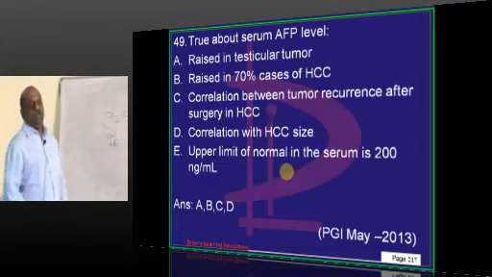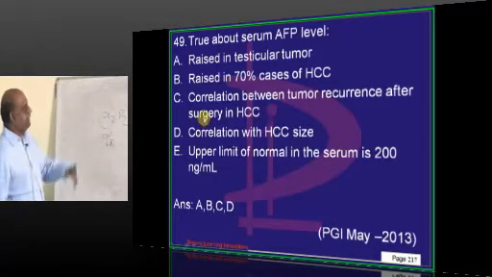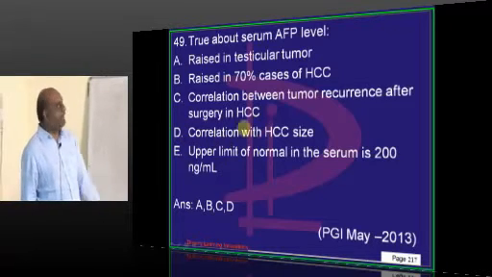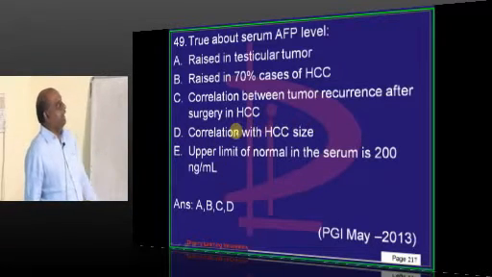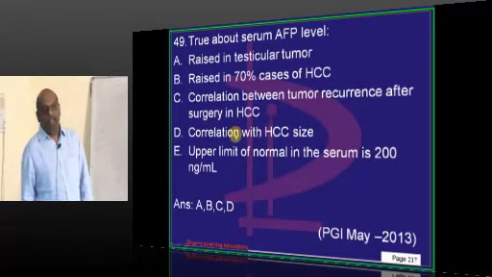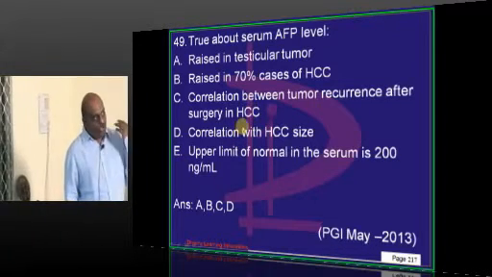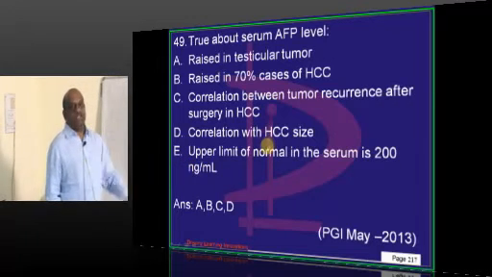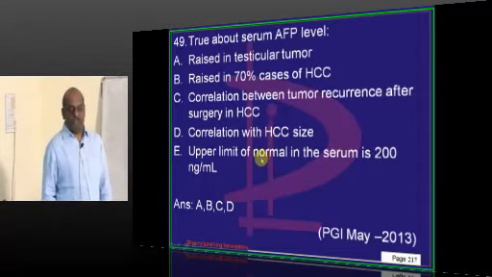it is raised in testicular tumor, raised in hepatocellular carcinoma, and there is a correlation between the recurrence and the level after the surgery. After hepatocellular carcinoma surgery, it is supposed to fall down. If it is not falling and is rising, it means there is a recurrence. And there is a correlation with the size of the hepatocellular carcinoma.